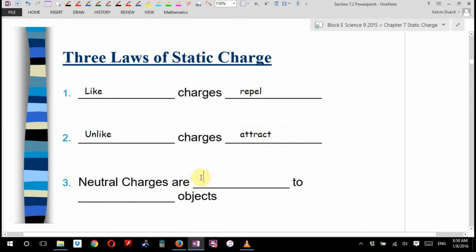And then what am I looking for here? Neutral charges are blank to blank objects. Attracted to both. Because of that, that's the balloon illustration that I showed you, where you saw the charges inside the wall just separated. You didn't actually change the number of positives and negatives in the wall, but you could move them around, and that's why a neutral charge was attracted to anyone.